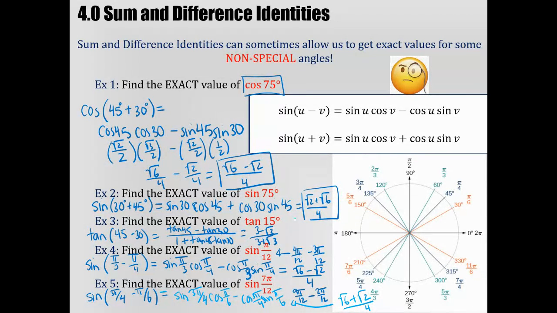So you actually have the same thing as the sine of 75 degrees. Again, you can do those differently. These are supplements, 75 and 7 pi over 12, 75 and 105. That's why they have the same sine value. Pretty cool.